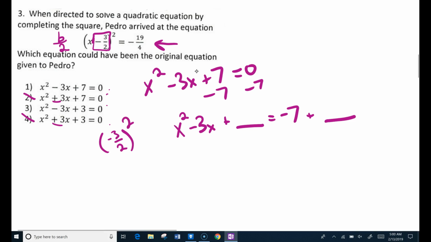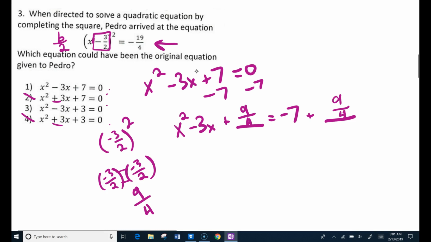So negative 3/2 squared would be negative 3 over 2 times negative 3 over 2. And remember, when you're multiplying fractions, you can multiply straight across. So negative 3 times negative 3 is positive 9, and 2 times 2 is 4. So I'm going to add 9/4 to both sides of this equation.